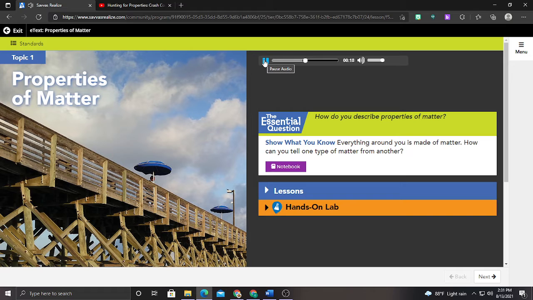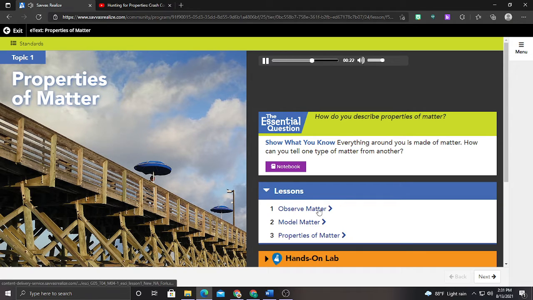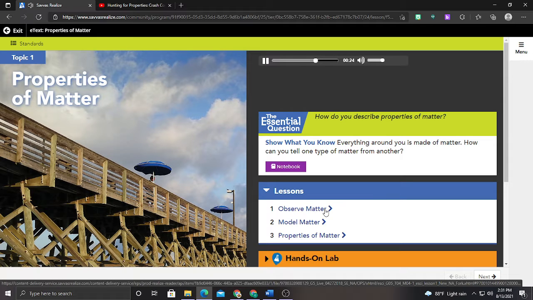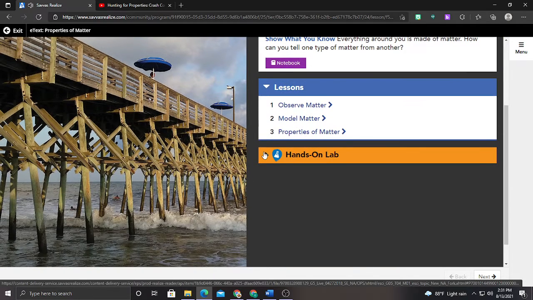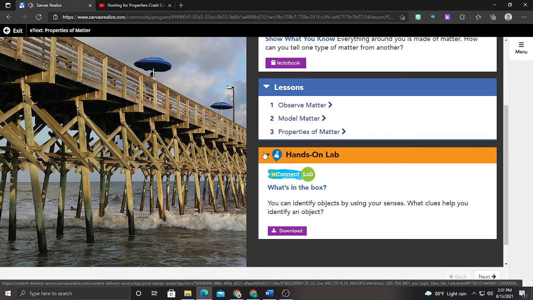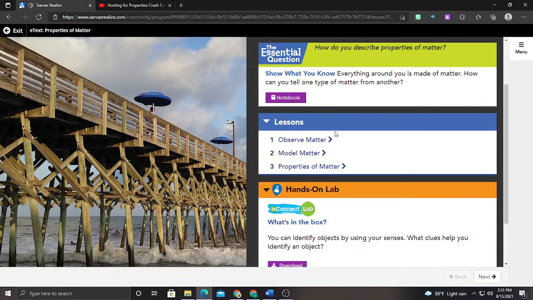Lesson 1. Observe matter. Lesson 2. Model matter. Lesson 3. Properties of matter. Hands-on lab. What's in the box? You can identify objects by using your senses. What clues help you identify an object? So let's begin by observing matter.